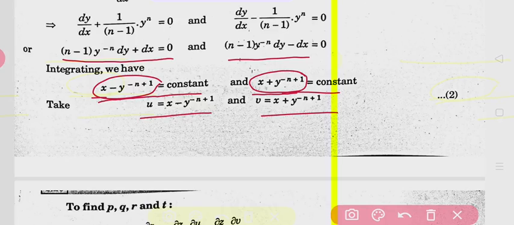Okay, so what you have to do now, just take the next step: find the values of p, q, r, s, t in the form of u and v. Now z becomes a function of u, v.